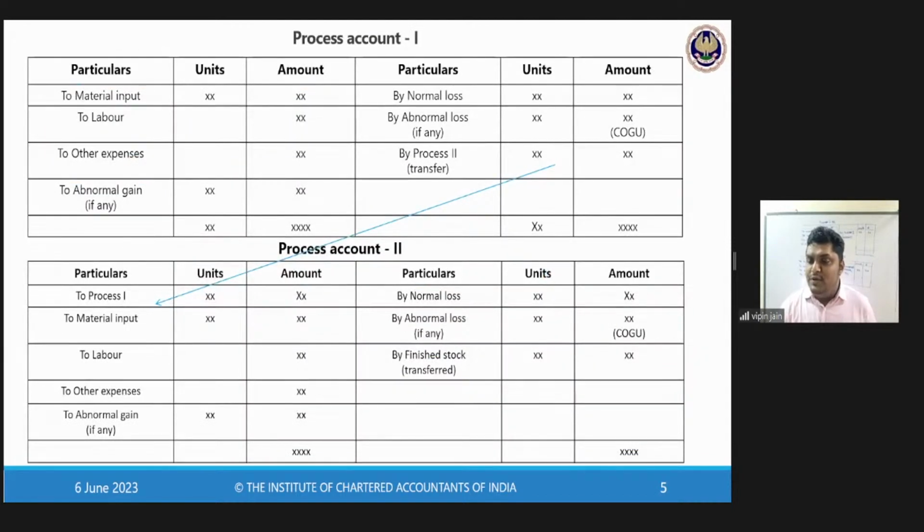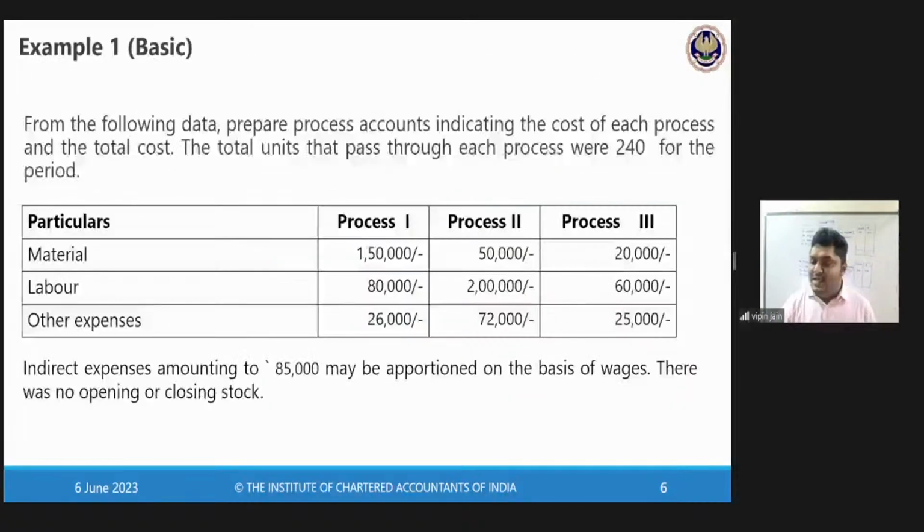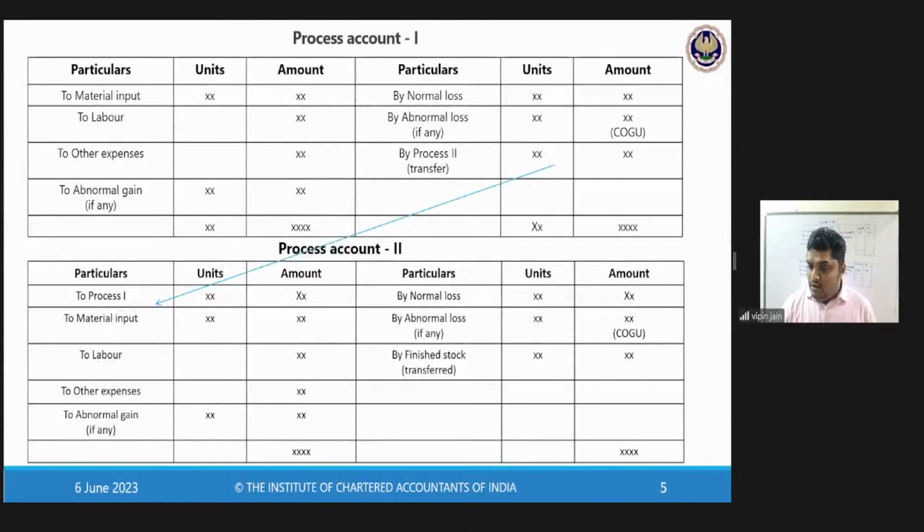This is how the normal process account is to be prepared, wherein the material input will be written first, thereafter labor, other expenses. I request you guys to ignore any abnormal gain, abnormal loss, and normal loss. I'll be discussing this part separately. So the output of process first is transferred to the next process. When talking about process second, we'll first write the input that is received from process first, and thereafter the other costs incurred in the process, and further the output of process second is transferred to the finished goods account. So this is how the basic process account is to be prepared.